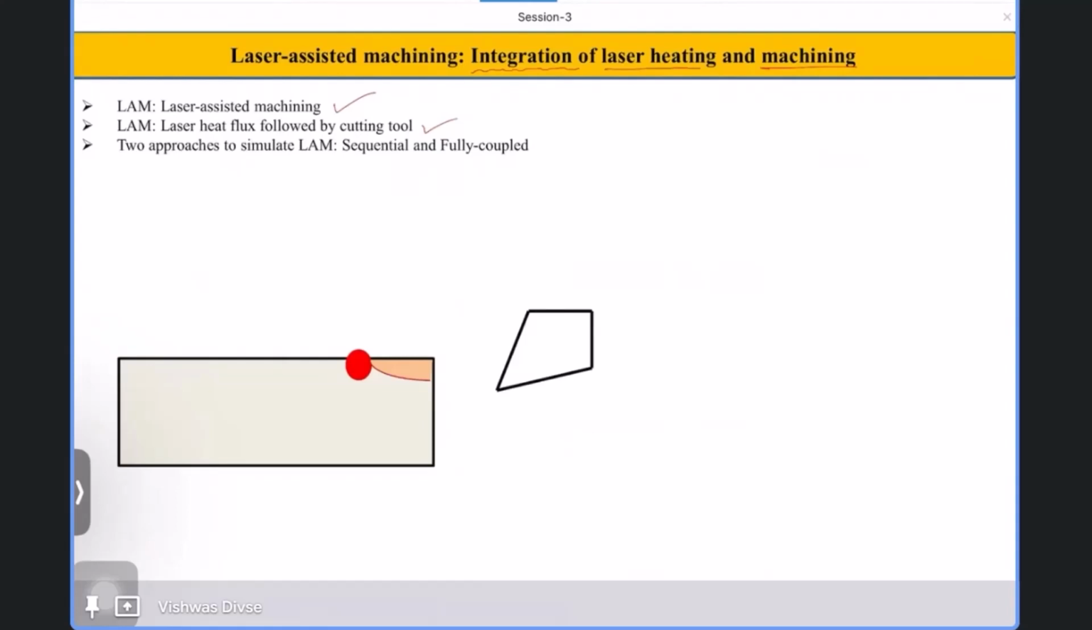Now see, here is our laser heat flux. It is also moving with the same velocity v as our cutting tool v, right? It should move with the same velocity. So when it is moving, it will heat the surface. Heating will happen.